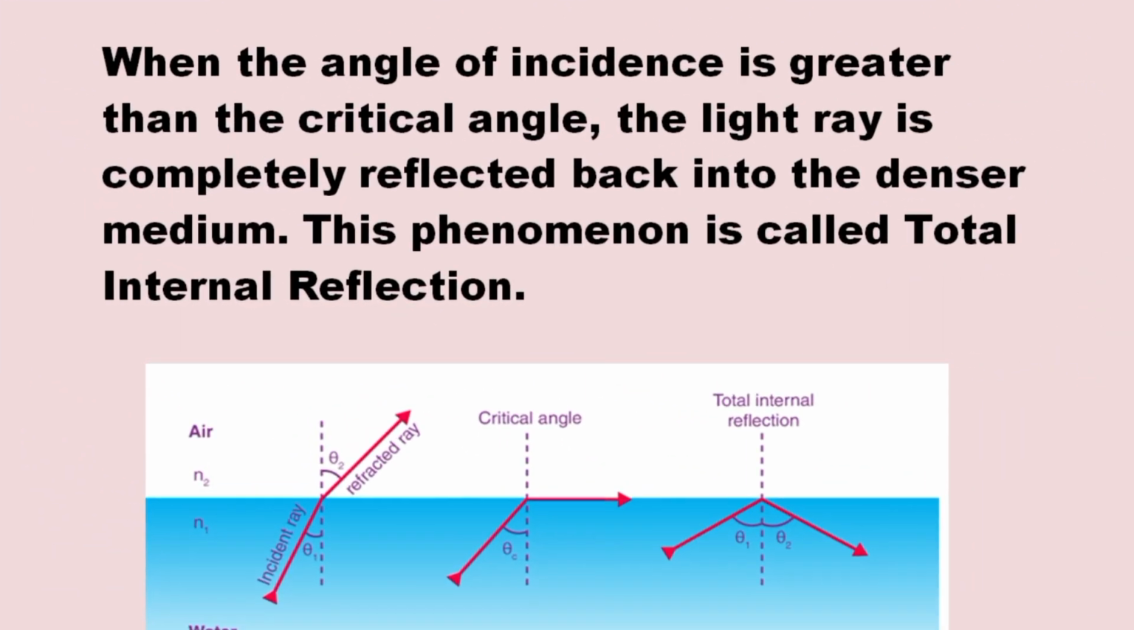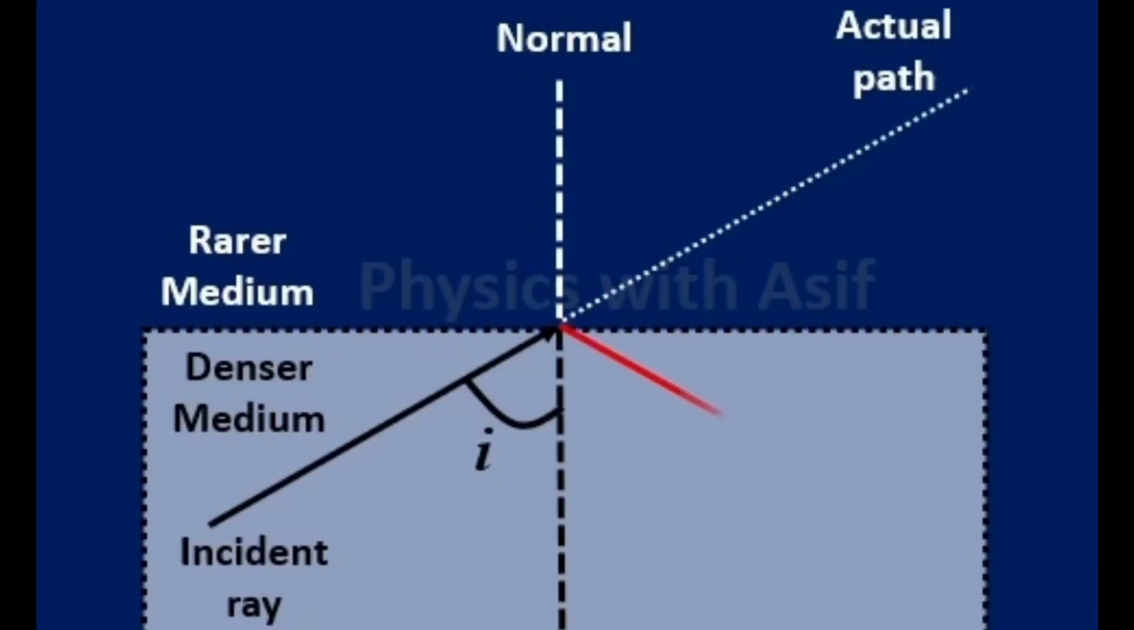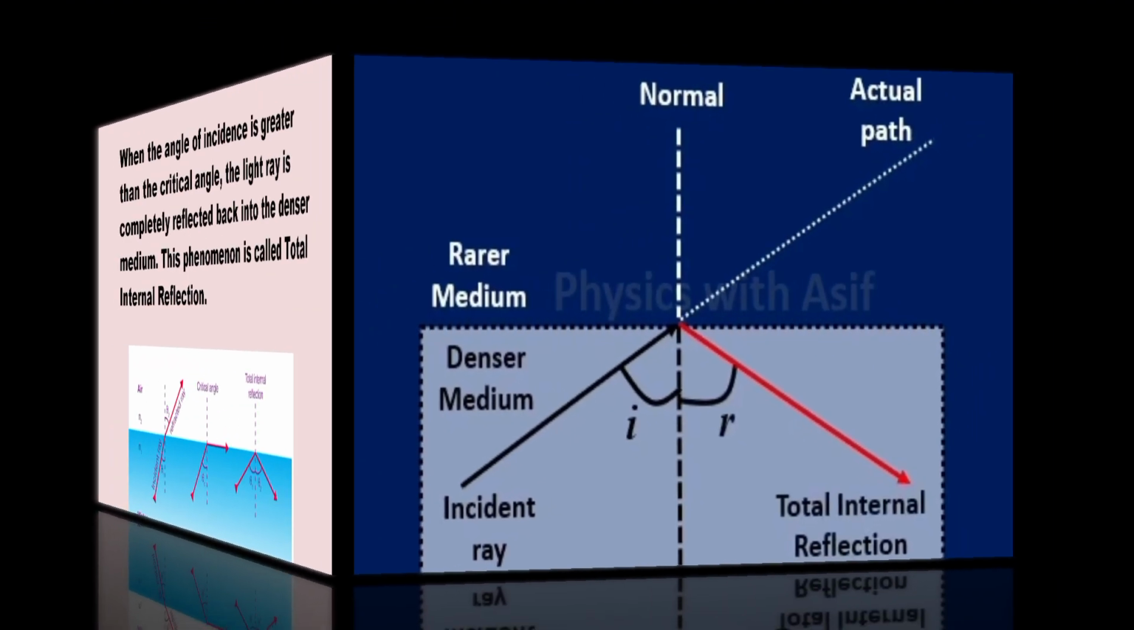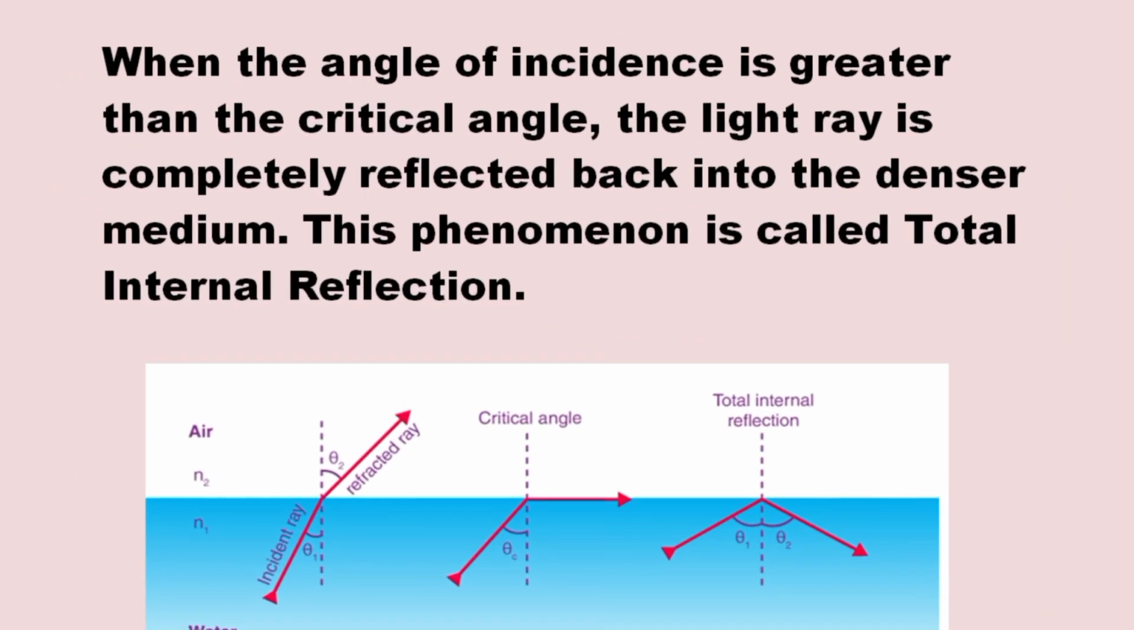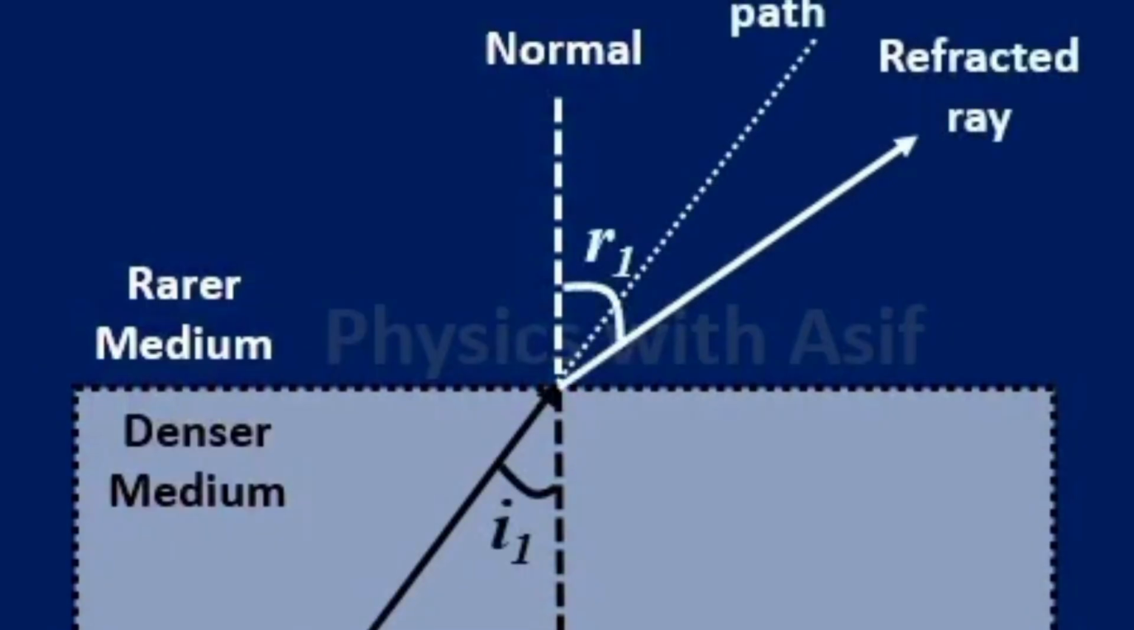When the angle of incidence is greater than the critical angle, the light ray is completely reflected back into the denser medium, as shown. This phenomenon is called total internal reflection. Total internal reflection as shown in this animation.